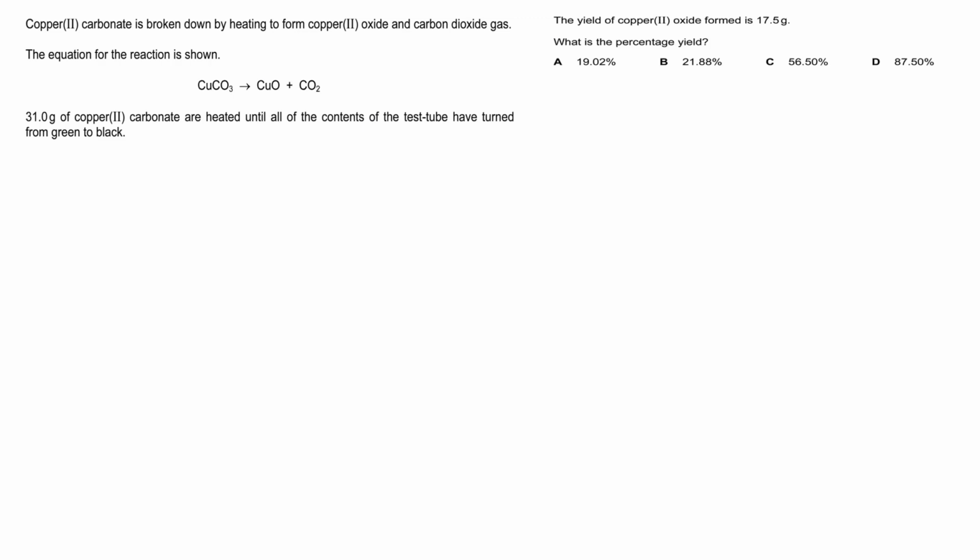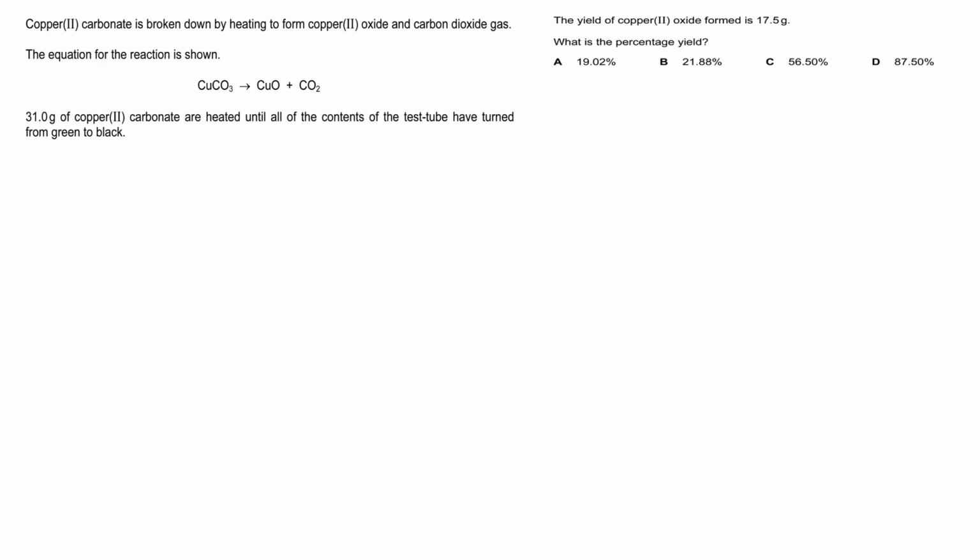According to this equation, we used 31 grams of copper(II) carbonate, heated until all of the contents of the test tube turned from green to black. All 31 grams of copper(II) carbonate were used up. Now the yield of copper(II) oxide, CuO, formed is 17.5 grams. What is the percentage yield? There are four choices: A, B, C, or D.